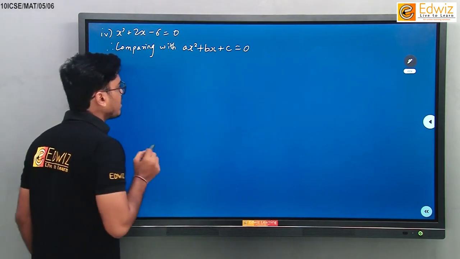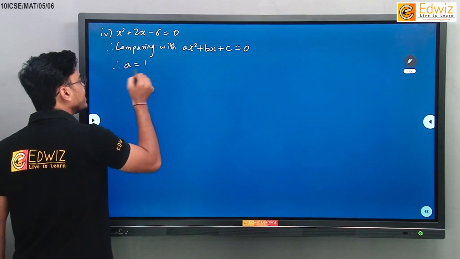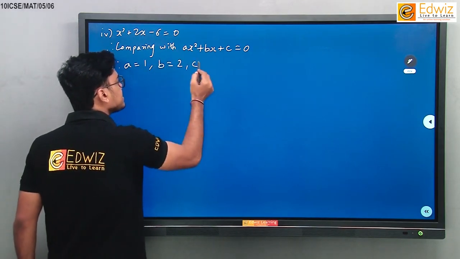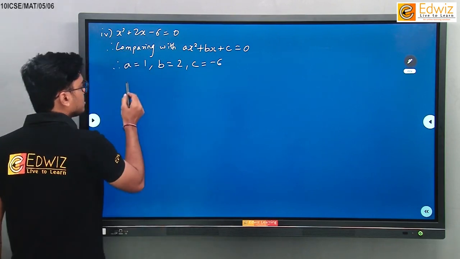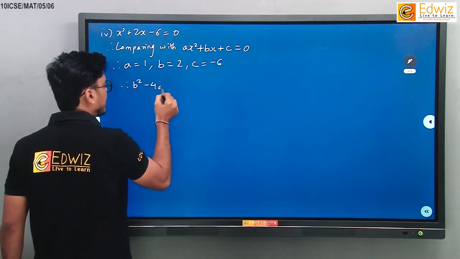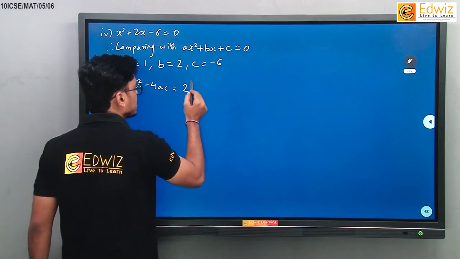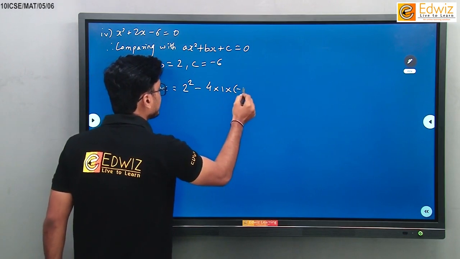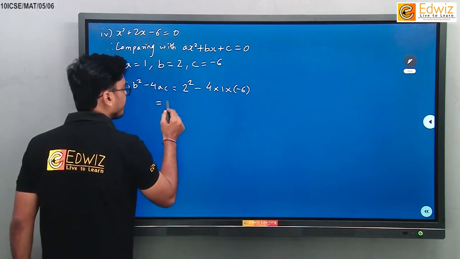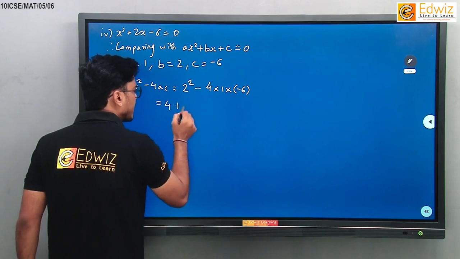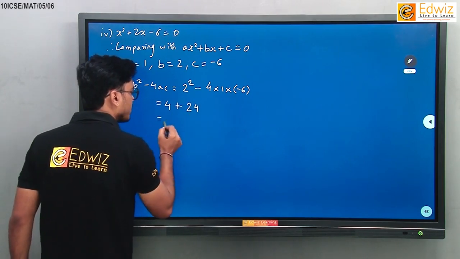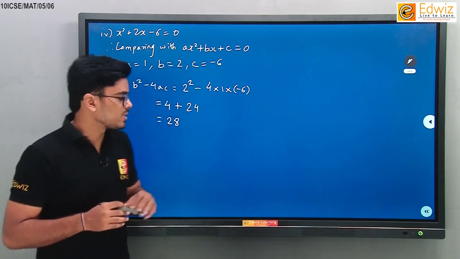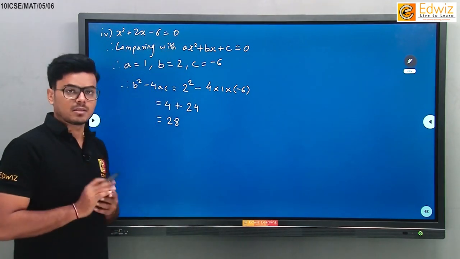From the comparison, you can find out a to be equal to 1, once again, b is 2, c is minus 6, correct? So what will be b square minus 4ac? It will be equal to 2 square minus 4 into 1 into minus 6, okay? So you are getting 4, minus and minus will become plus, 4 6s are 24, you are getting 28 this time, which is once again not a perfect square. So its square root will also be irrational.